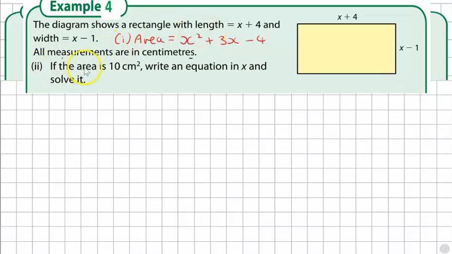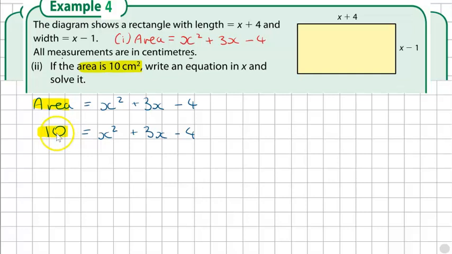Part 2. If the area is 10 centimeters squared, write an equation in x and solve it. So that means in terms of x. So in part 1, we worked out the area is equal to x squared plus 3x minus 4. So we're going to use that. So we have area equals x squared plus 3x minus 4. Now we were told in question 2 that the area is 10 centimeters squared. So we're going to replace the word area with 10. So we have 10 is equal to x squared plus 3x minus 4. So we were asked in question 2, if the area is 10 centimeters squared, write an equation in x, which we've done, and solve it.